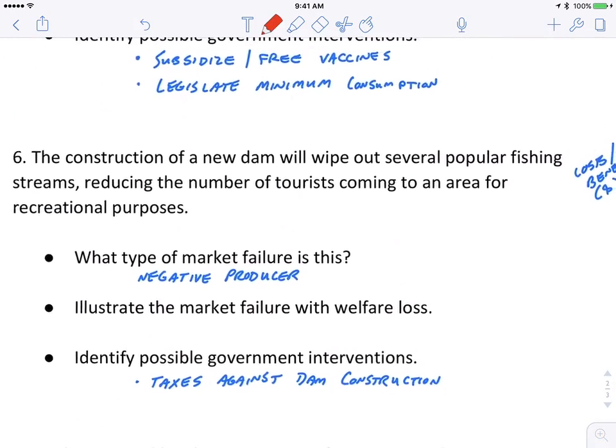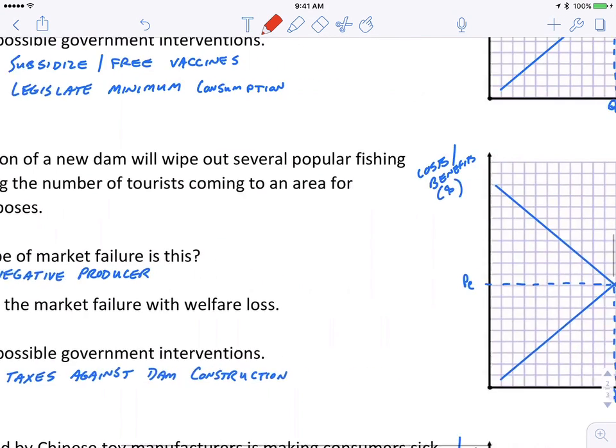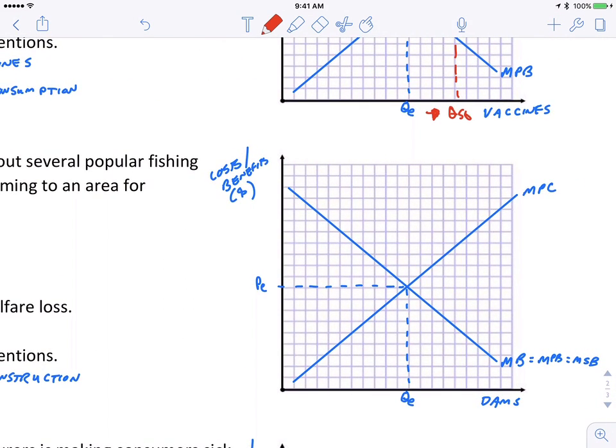Number 6, the construction of a new dam will wipe out several popular fishing streams, reducing the number of tourists coming to an area for recreational purposes. I tried to come up with a negative producer example that wasn't necessarily about pollution, about spillover effects of having this in your area. You could have taxes or laws against dam construction. I think this is our first example of a negative producer externality anyway.